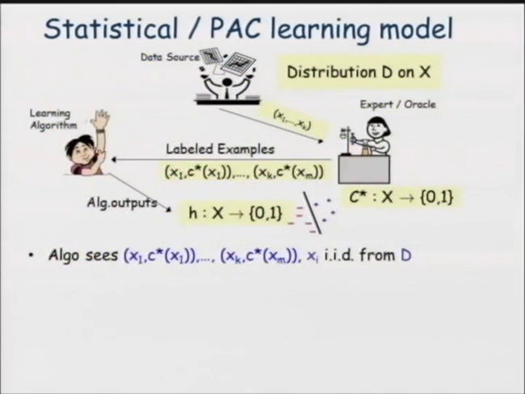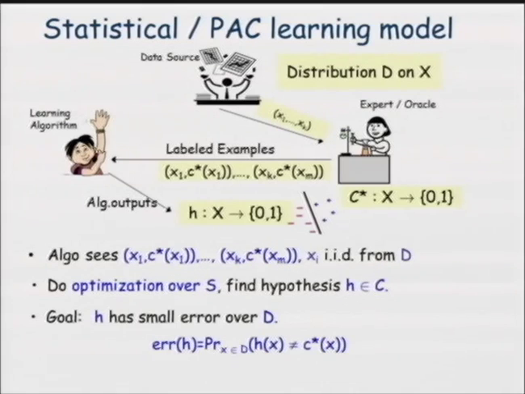Formally, in these models, in the training phase, the algorithm first gets to see a set of labeled examples, for instance, labeled emails. We assume that these examples are drawn IID from some fixed but unknown distribution over the instance space, and that they are labeled according to some fixed but unknown target function. The goal of the algorithm is to do some optimization over the given sample in order to find the hypothesis. We want this hypothesis to have small error with respect to the underlying distribution.